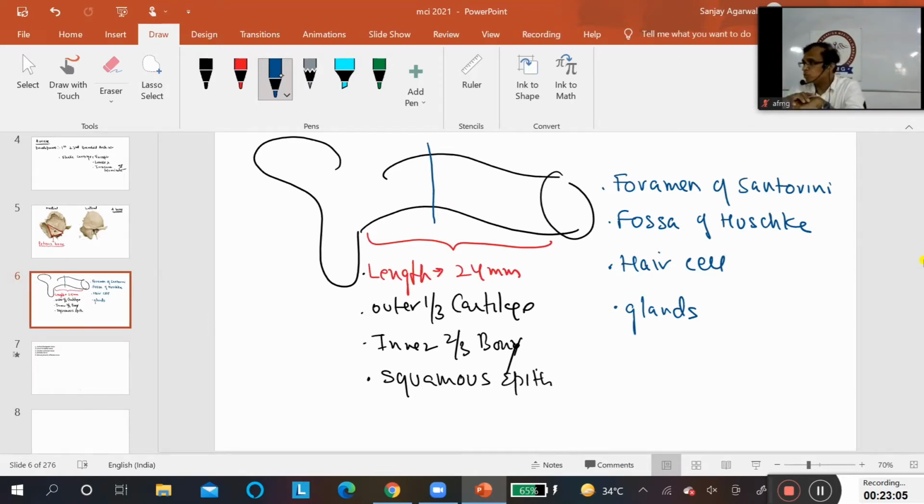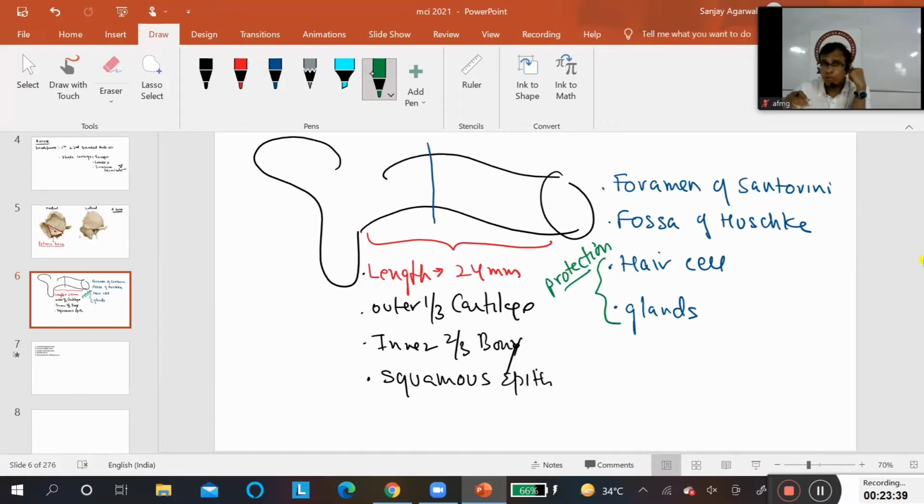The next 2 are not fancy names, glands and hair cells. But they are important because they have a very important function. And what is the function? The function is protection. They are for protection of the canal, and that's why these 2 are important. It protects your canal from the dust and the pathogens.